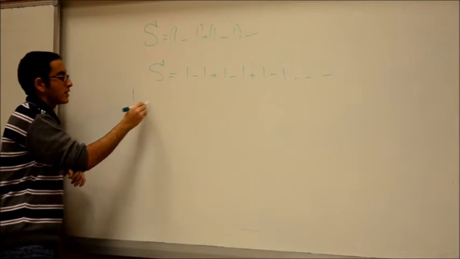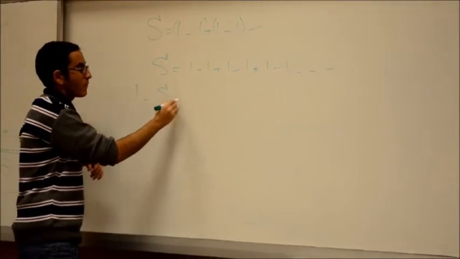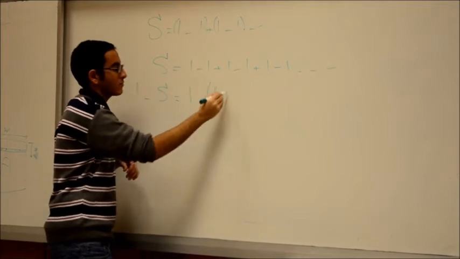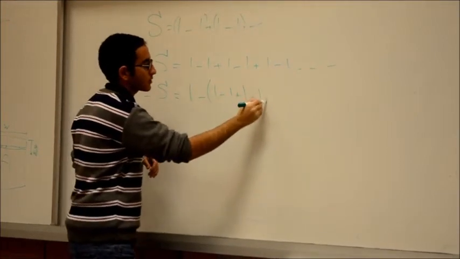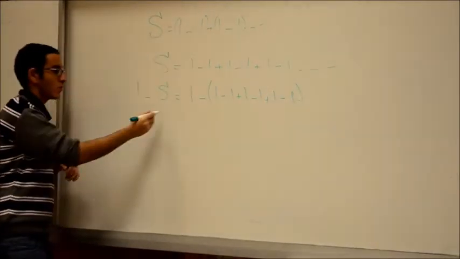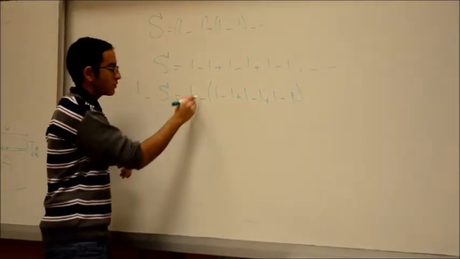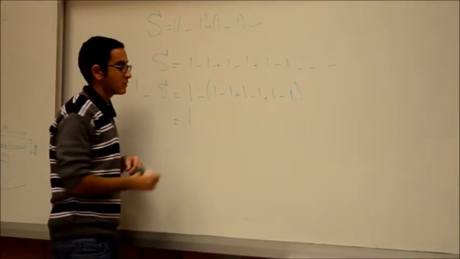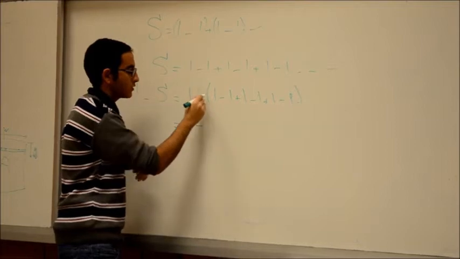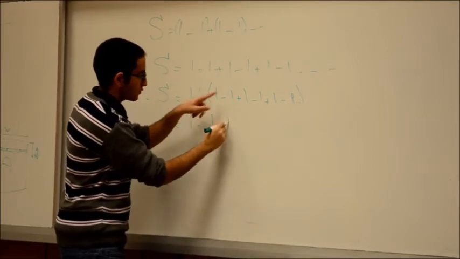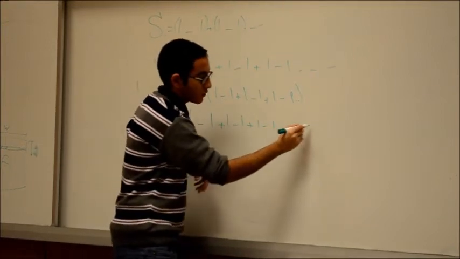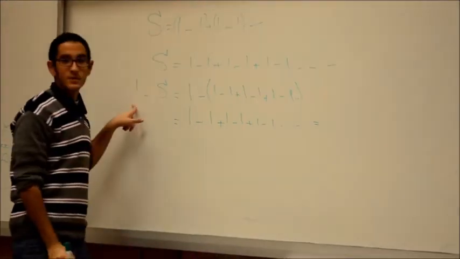What would 1 minus S be equal to? 1 minus S, what's S? 1 minus 1 plus 1 minus 1 plus 1 minus 1 and so on, right? So 1 minus S is going to be equal to 1. We distribute the negative sign into this parentheses. We get 1 minus 1 plus 1 minus 1 plus 1 minus 1, which again gives you S.